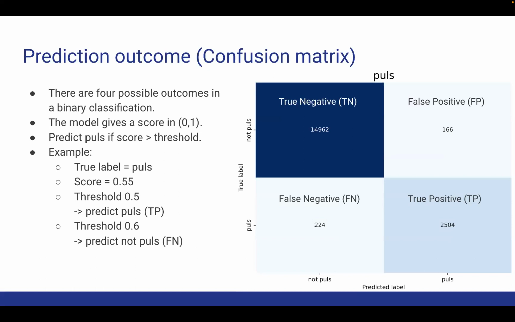And we can change the threshold. With the score 0.55 and a threshold at 0.5, we would predict it as a pulsar. That will be a true positive here. With threshold 0.6, we'll predict it as a negative. So it will be a false negative, because its true label is actually a pulsar.